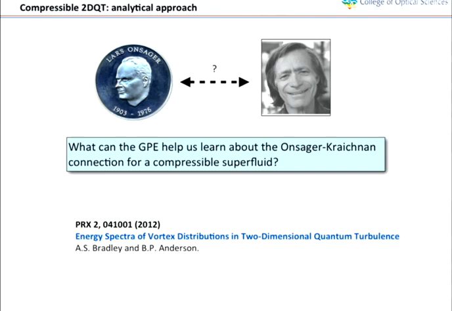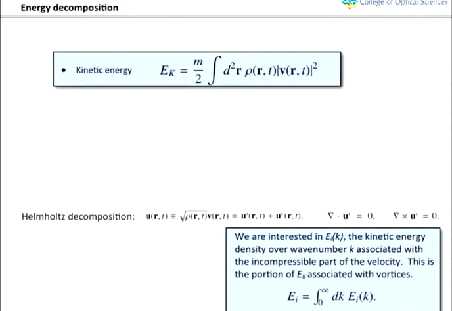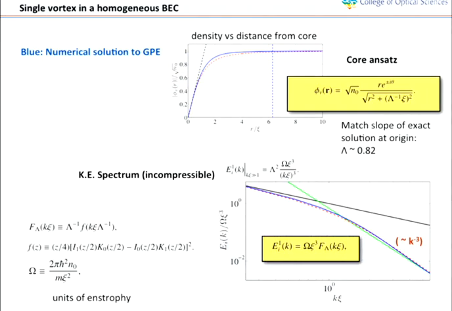We can approach this problem analytically from the perspective of the Gross-Pitaevskii equation, and this is quite an involved process to explain, so I won't explain it. I'll just highlight a few of the most important elements of it. I mentioned that there's a decomposition process for looking at the incompressible portion of kinetic energy. That's what this slide is about, and I don't have time to go through that. But that is what we're focusing on in this approach.